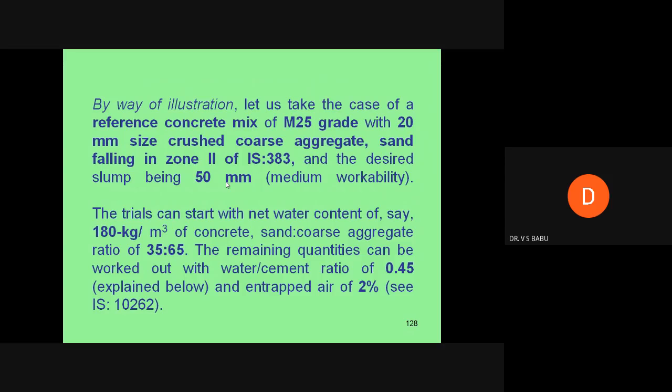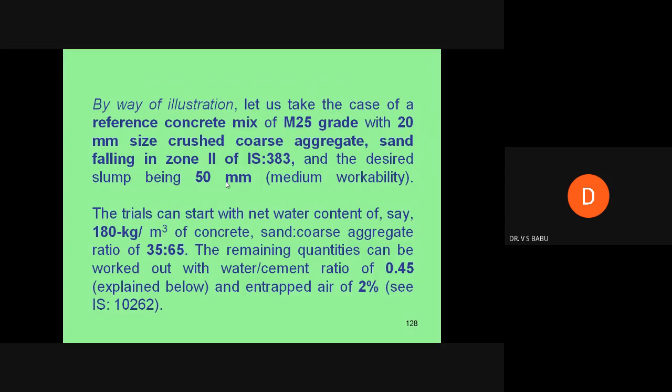The trials can start with a minimum water content of 180 liters, 180 liters for making 1 cubic meter of concrete. And for sand and coarse aggregate, the normal range is 40 to 60, and it should be adjusted to 30, 70, and 35, 65, and 38, 72, and so on. That means this is just the adjustment. Normal range is 40, 60.